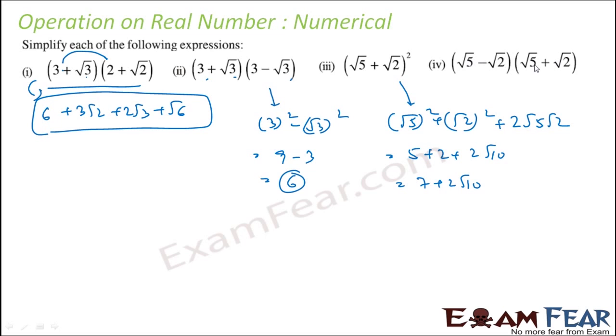Let's try this. A plus b, a minus b, that is a square minus b square. So a is what? Root 5, so root 5 square, minus b is what? Root 2 square. Root 5 square is 5, root 2 square is 2, 5 minus 2 is 3, and that is the answer.